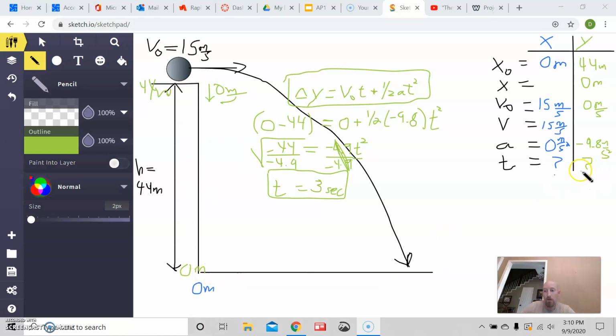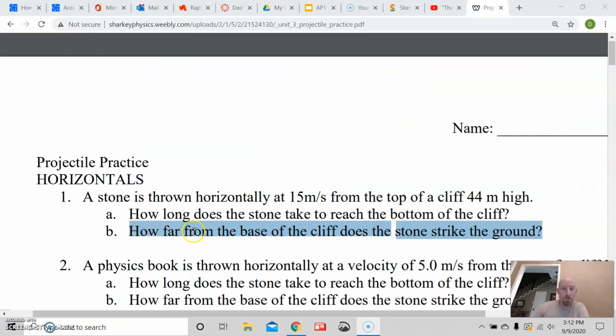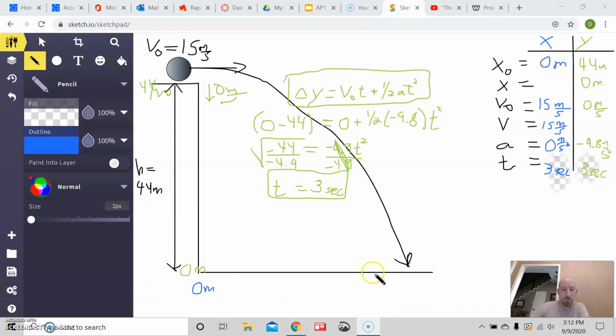Now I can put that in my chart right here. Now the question is, what time can I put in the chart right here? It takes it 3 seconds to get from here to there. It should follow that it should also take it 3 seconds to go from here to here. Doesn't the whole ball have to be right here? So if you find time in the y, you now know time in the x. Part B: from the base of the cliff, how far does the stone strike the ground? This displacement, which we call range, would be this in the chart. Choose an equation, try it.